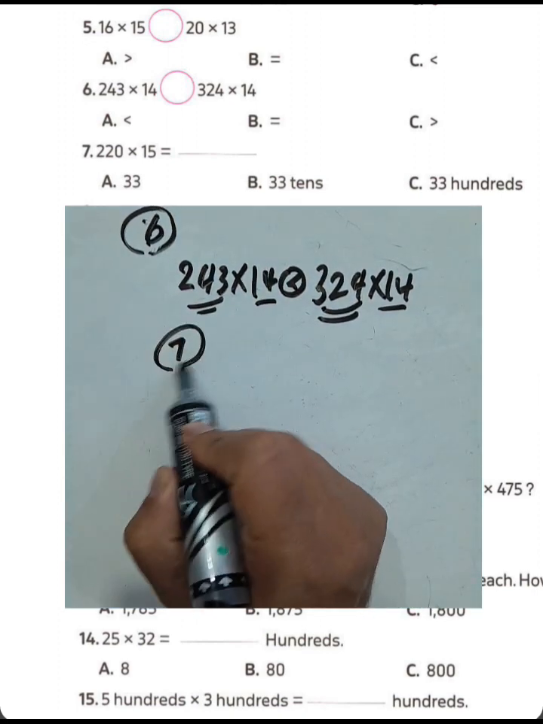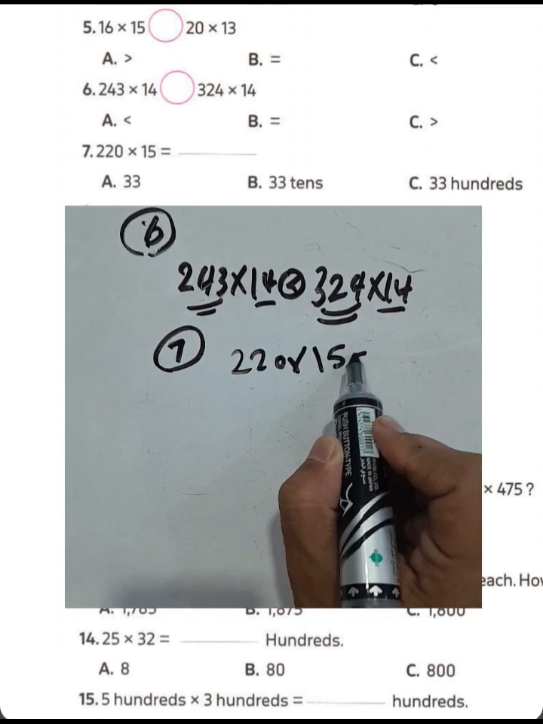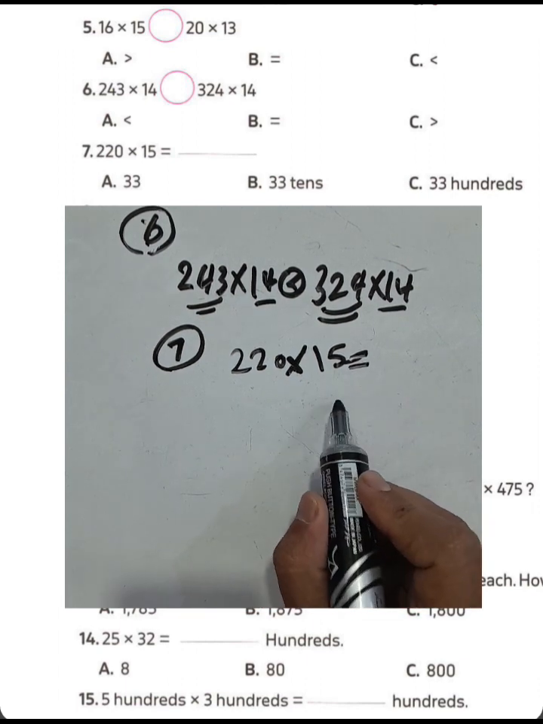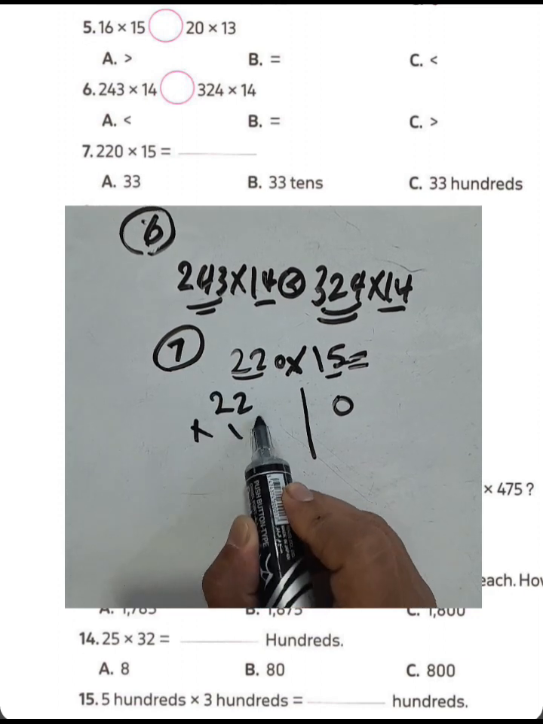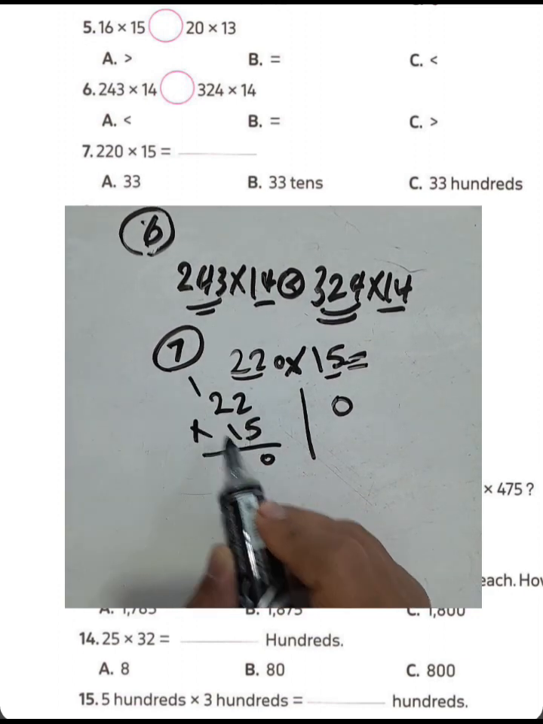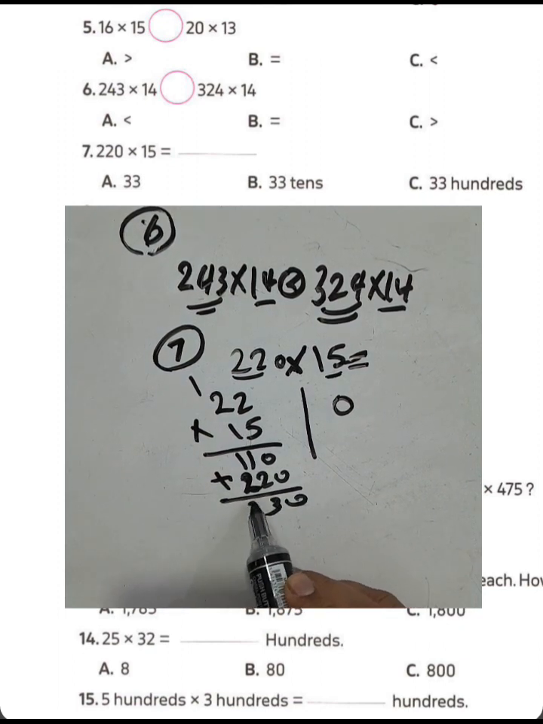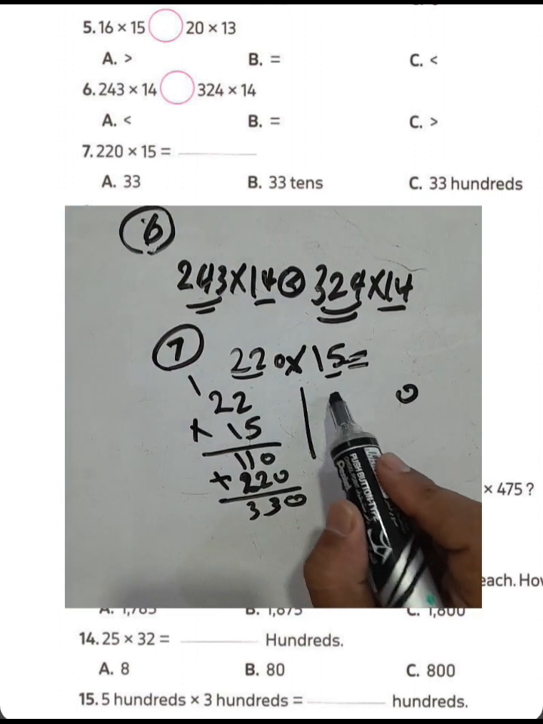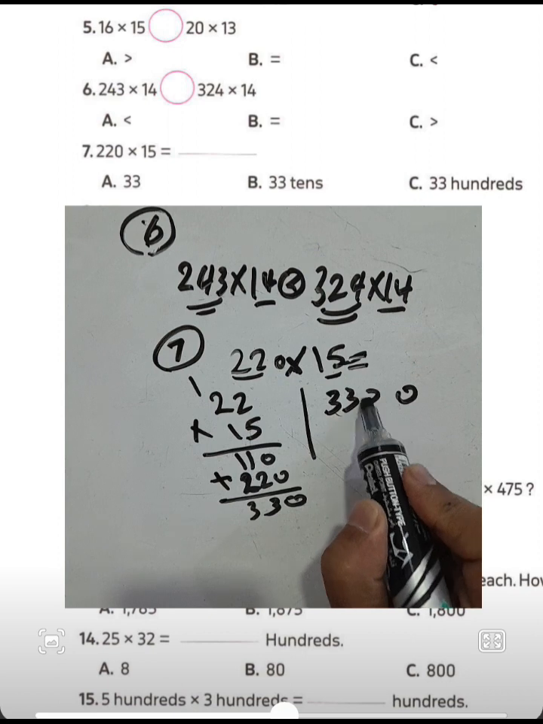About question 6. Question 7: 220 times 15 equals what? We can write 0 outside and write 22 times 15 to find the result of 15 and 22. 22 times 15. 2 times 5 equals 10, write 0 and carry up 1. 2 times 5 equals 10 plus 1 equals 11, plus and 0. 1 times 22 equals 22. 110 plus 220, the result will be 330, and then write 330 behind 0.